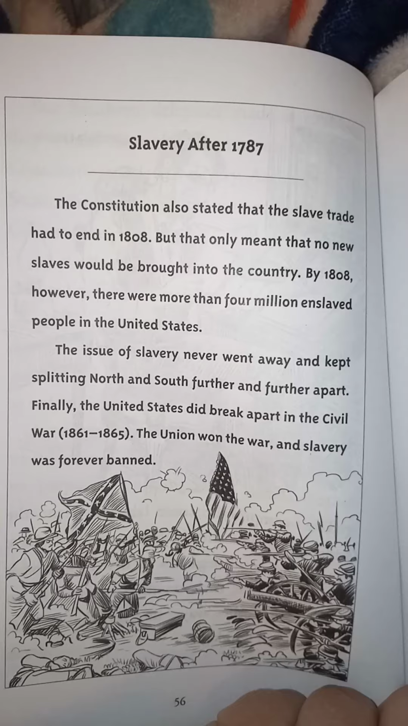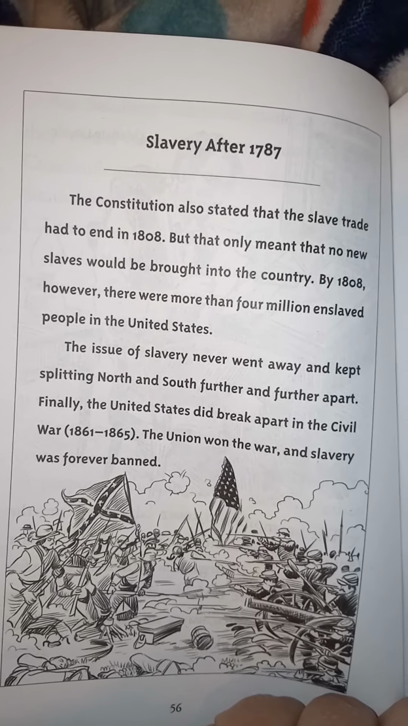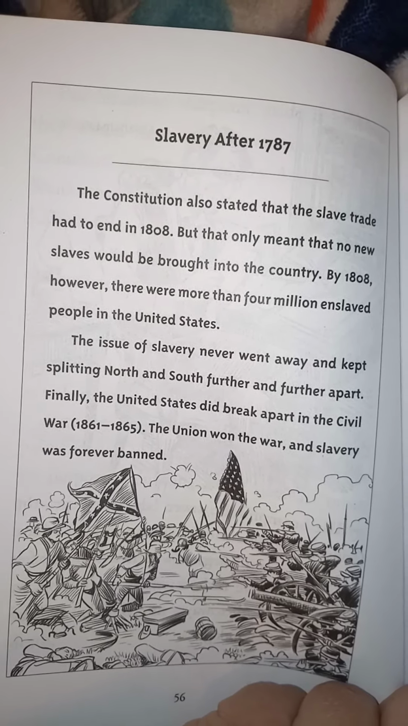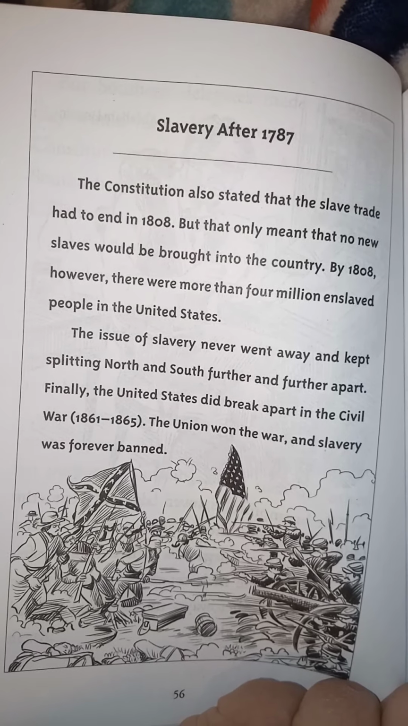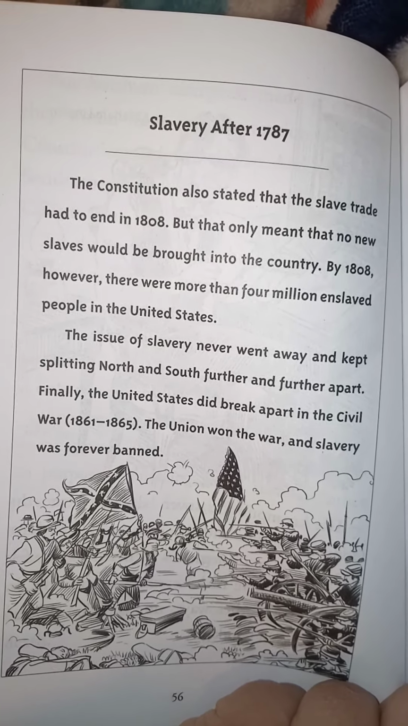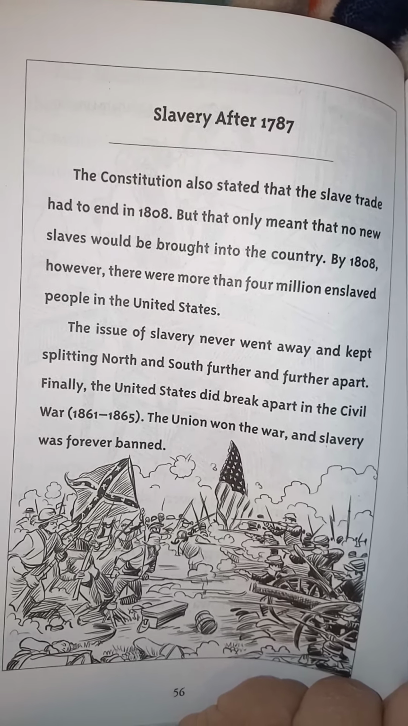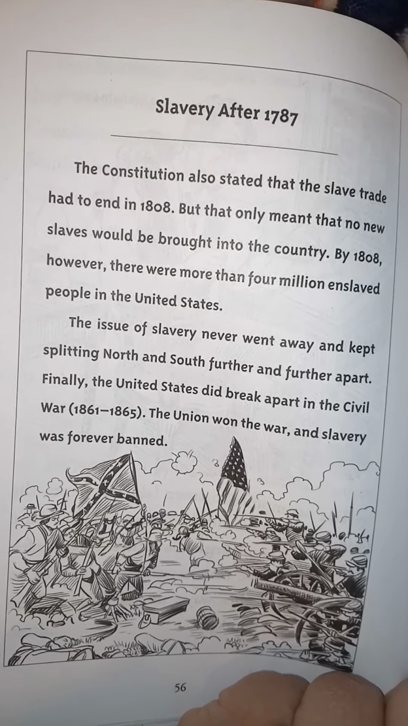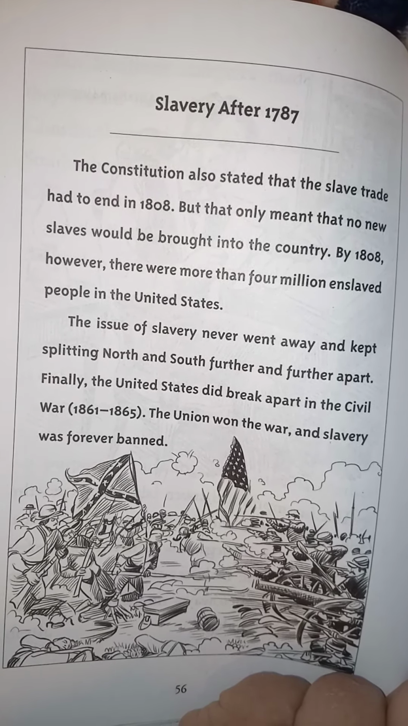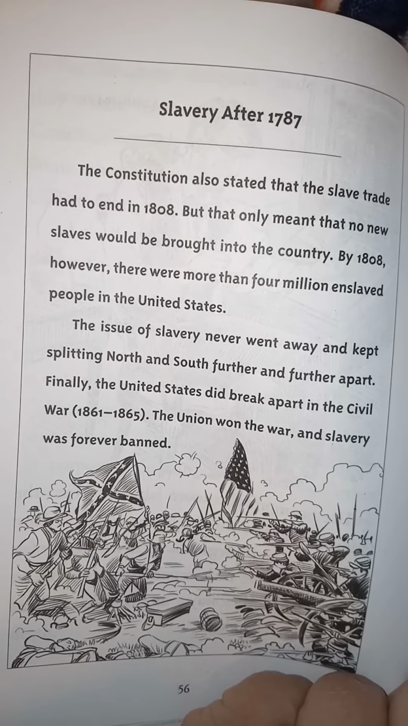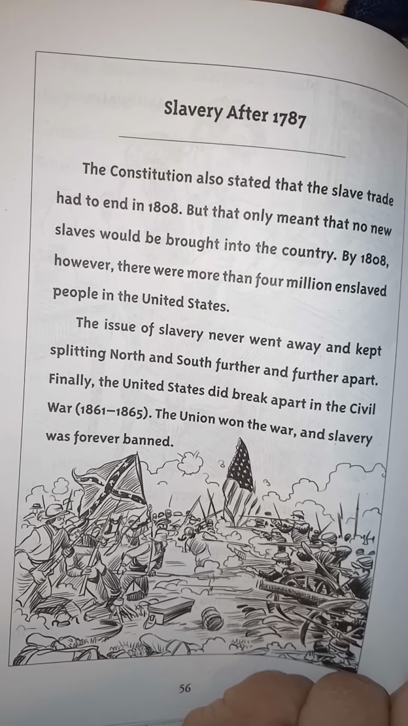Slavery after 1787. The Constitution also stated that the slave trade had to end in 1808, but that only meant that no new slaves would be brought into the country. By 1808, however, there were more than 4 million enslaved people in the United States.